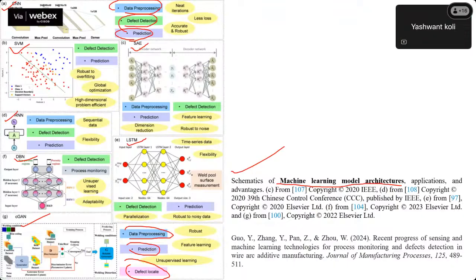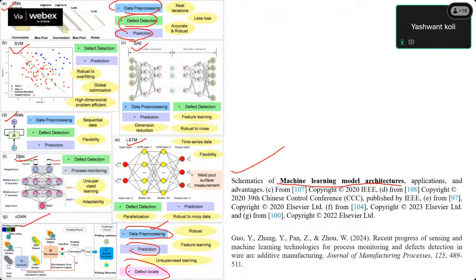So data pre-processing, coming to this data pre-processing, it's specially denoising. It is specially denoising, advanced feature extraction, and augmentation. It is vital for robust WAM defect detection.